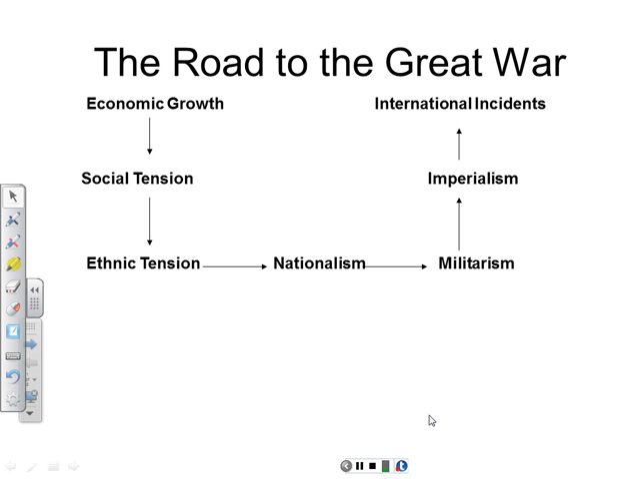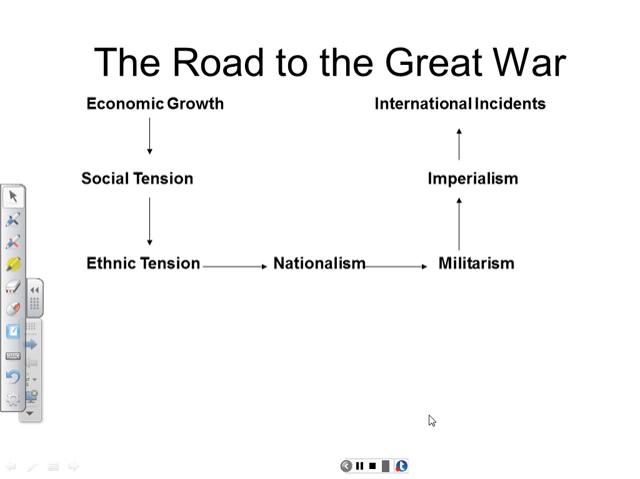All right, so before we start doing all that, we've got to look at what caused World War I, and if you understand that, everything else will fall into place. Now, the causes of World War I are very complex, and a lot of different factors are involved.